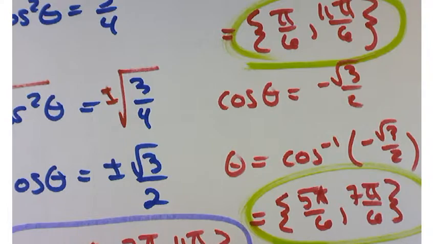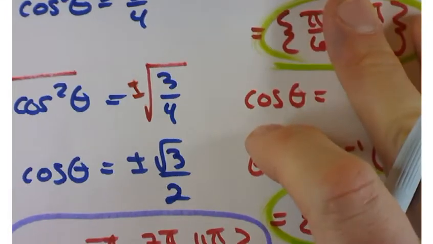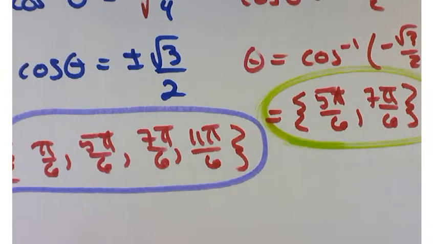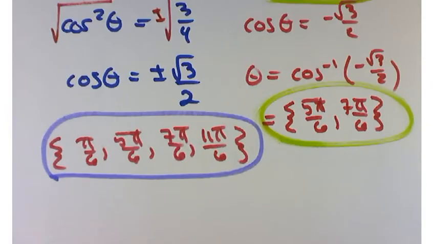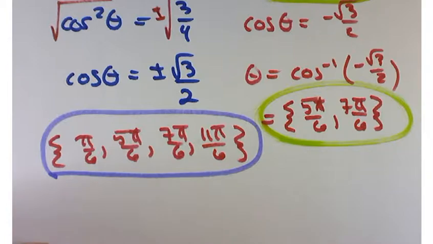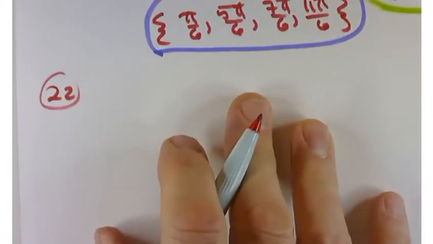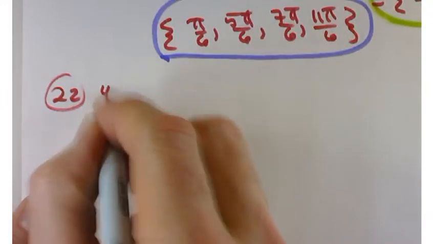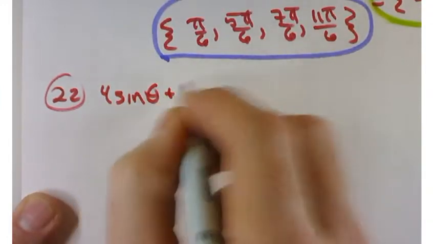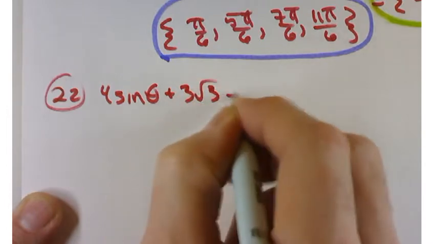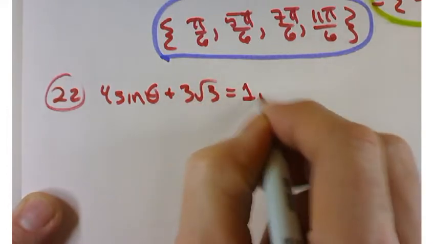Let's keep going. Anything else on problem 26 before we move on to problem number 22? You're going to try problem number 22. It's going to be a little bit easier. But let me get you started. This one is 4 times the sine of theta plus 3 square roots of 3 equals 1 square root of 3.